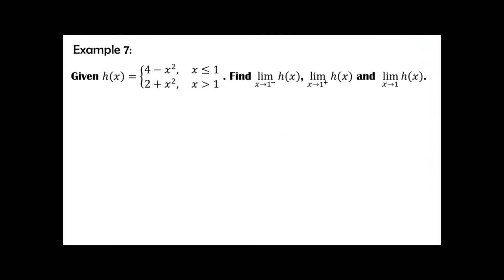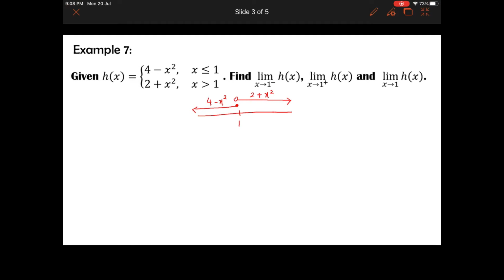I advise all of you to draw the number line first to avoid any confusion. So on our number line, the limit value would be 1. When x is less than or equal to 1, our function would be 4 minus x squared. And when it is greater than 1, our function would be 2 plus x squared. From here, we can directly answer the question.